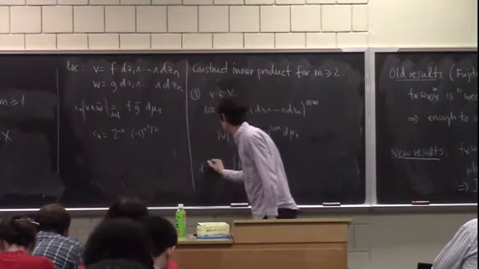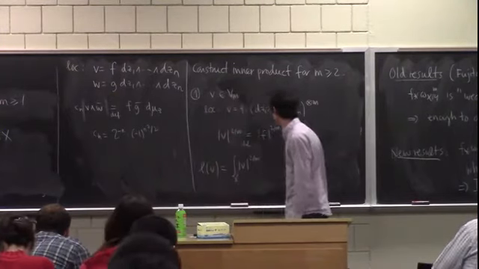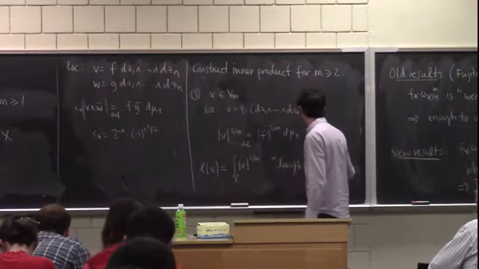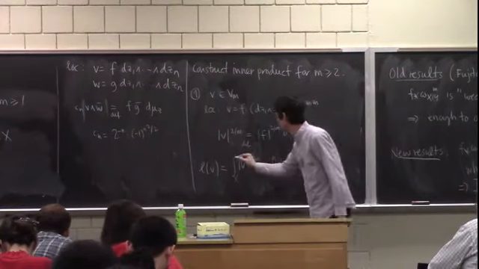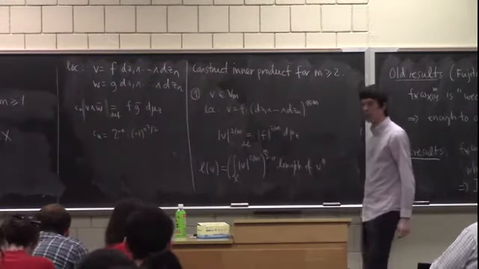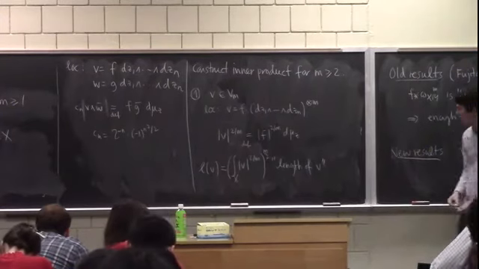I will call this quantity L of v, so this will be the length of v. And I want to raise this whole thing to the m over 2 power to make it kind of linear.